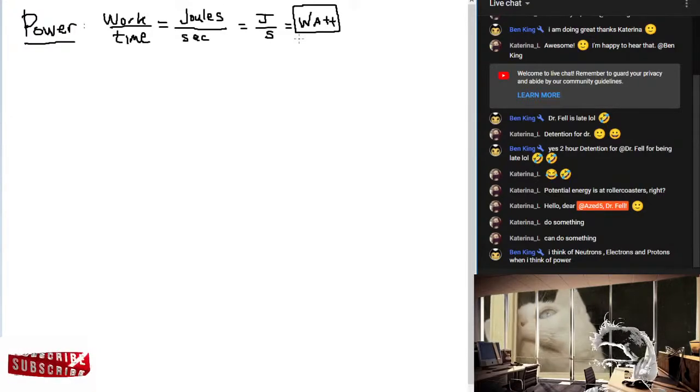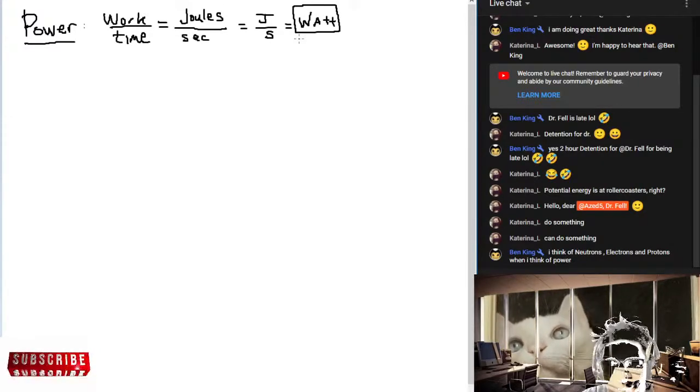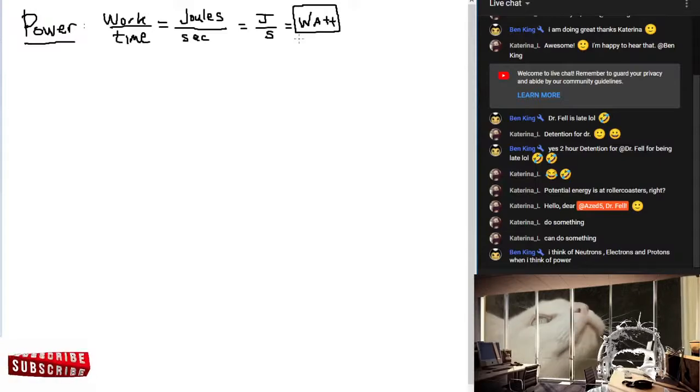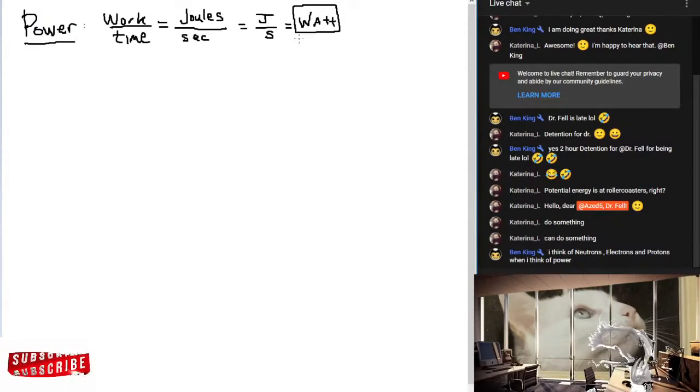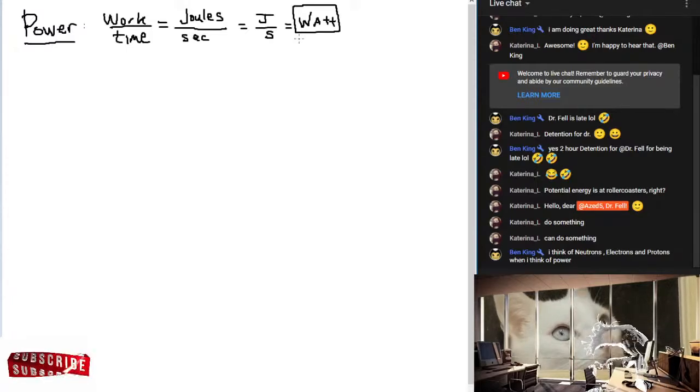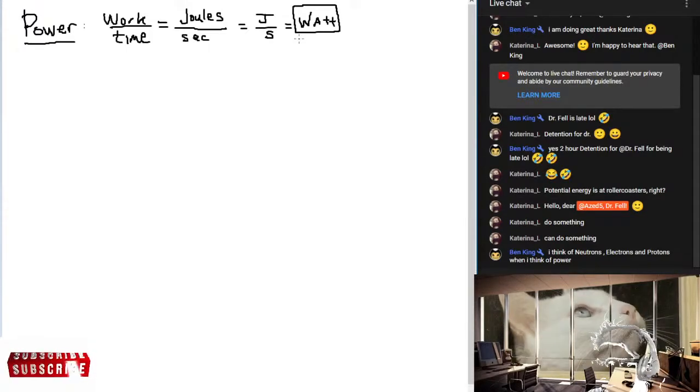So think about your light bulbs. Your light bulbs are rated in watts. If you look at the light bulb, it'll say 60 watts, whatever. There's different types of light bulbs. That's the amount of power it's pushing out in terms of light energy.